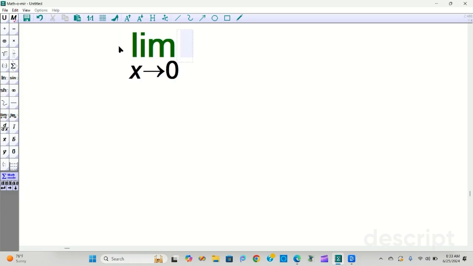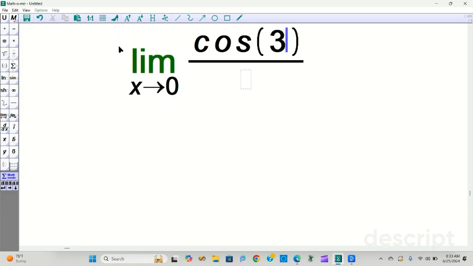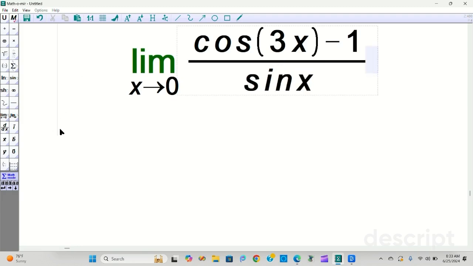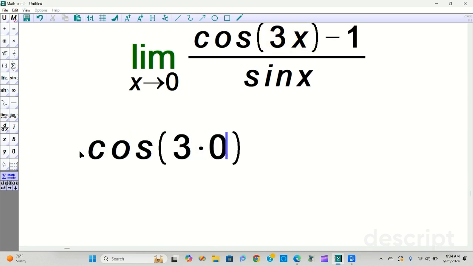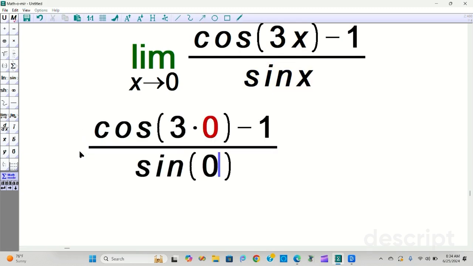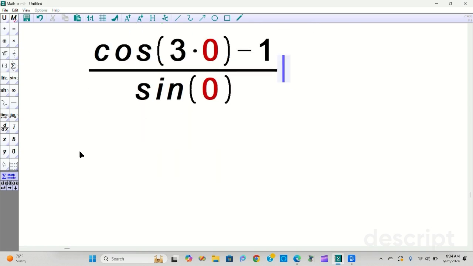Find the limit as x approaches 0 of (cosine of 3x minus 1) divided by sine of x. First, what you want to do is just try subbing in x equals 0. So you're going to have cosine of 3 times 0 for x, minus 1, divided by sine of 0. Again, replacing x with 0.